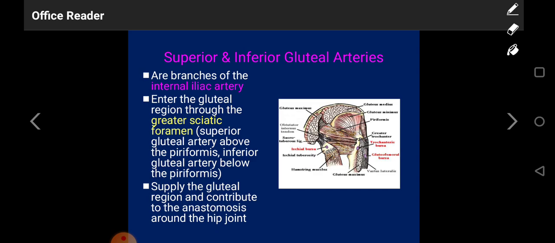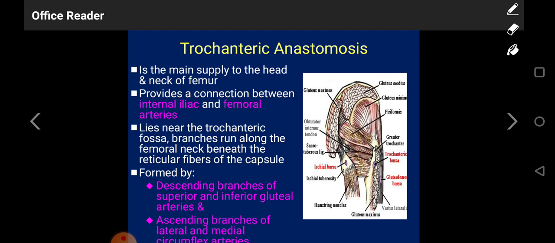They enter the gluteal region through the greater sciatic foramen: the superior gluteal artery above the piriformis and the inferior gluteal artery below the piriformis. They supply the gluteal region and contribute to the anastomosis around the hip joint.